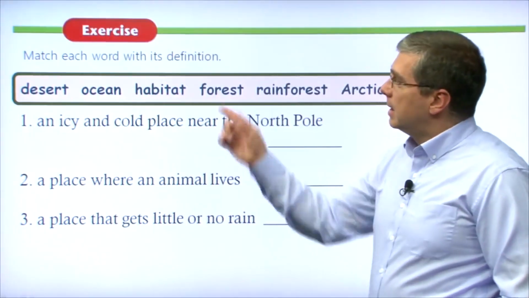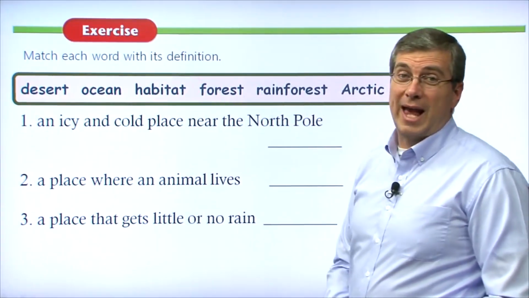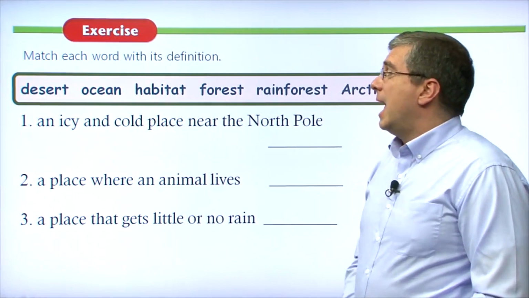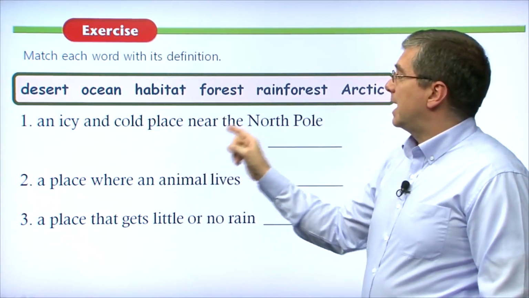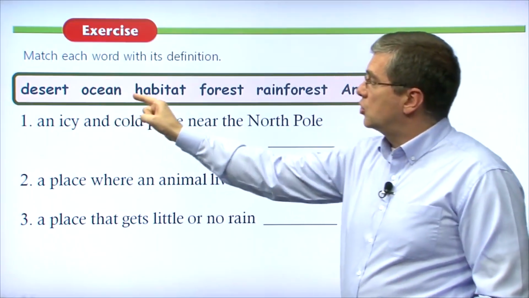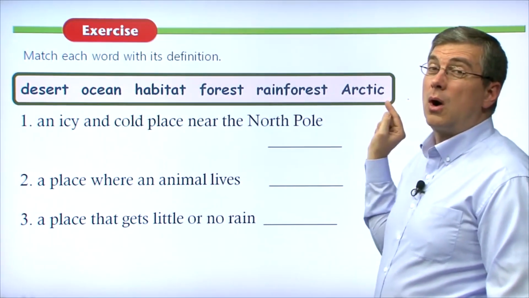Okay. Let's review with some exercises. We've talked a lot about different vocabulary. Let's put them into sentences. Our first sentence: an icy and cold place near the North Pole. Our choices: desert, ocean, habitat, forest, rainforest, or Arctic.